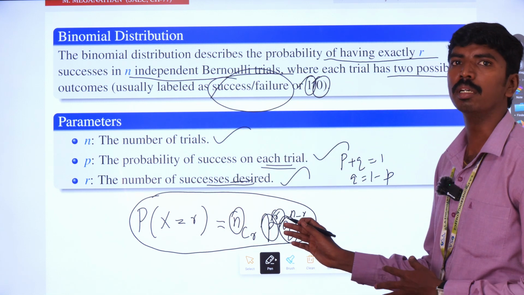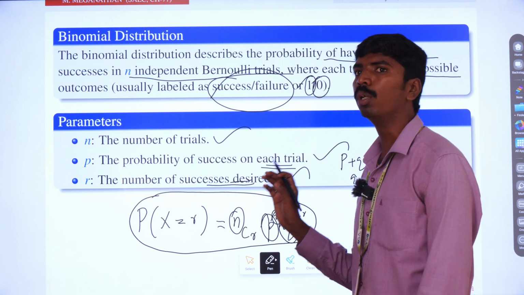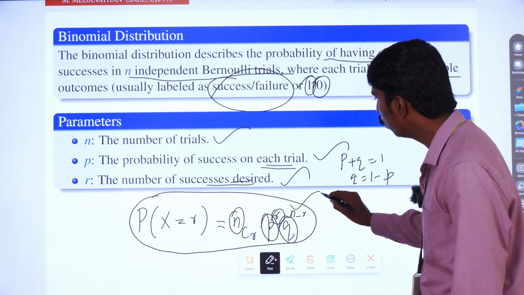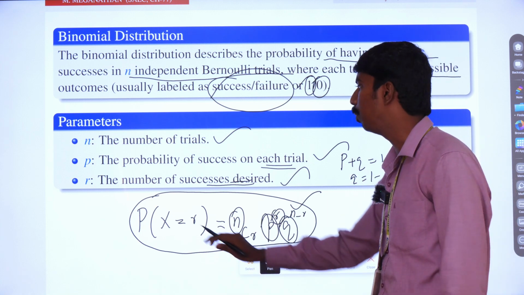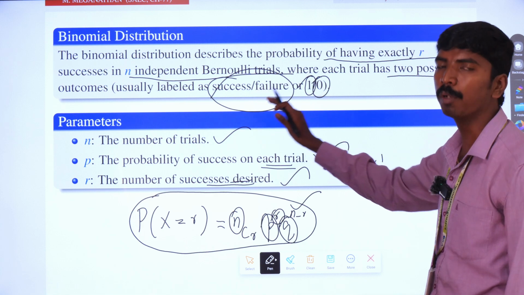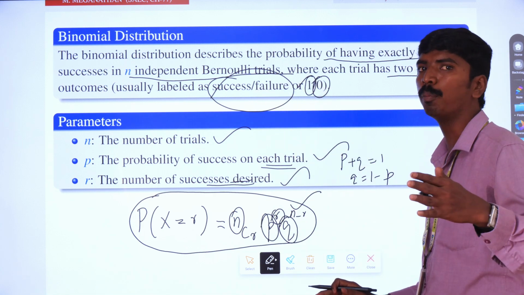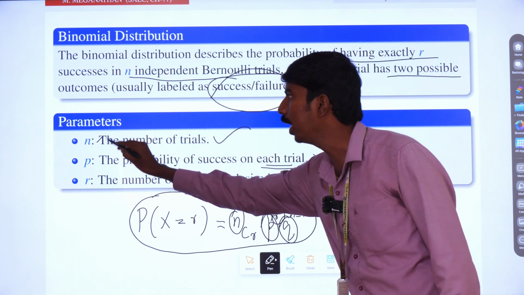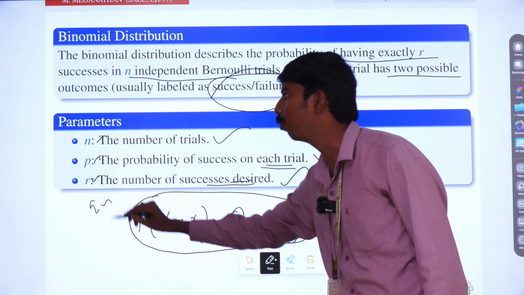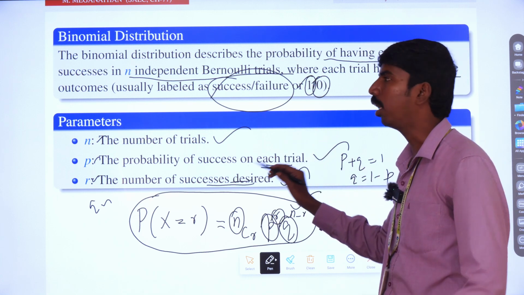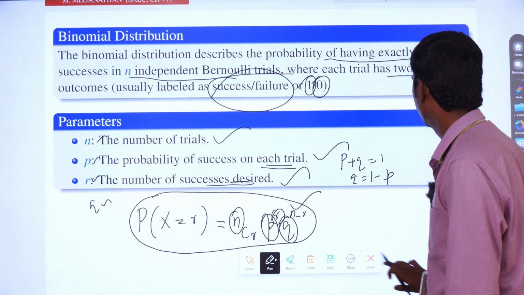In this class we are going to look at a problem in steps. First, we need to understand this basic formula. Second, when you read the question, you need to understand the problem and identify the given data such as n, p, r, and similarly find q. Then we proceed to our aim, and finally we find the solution.